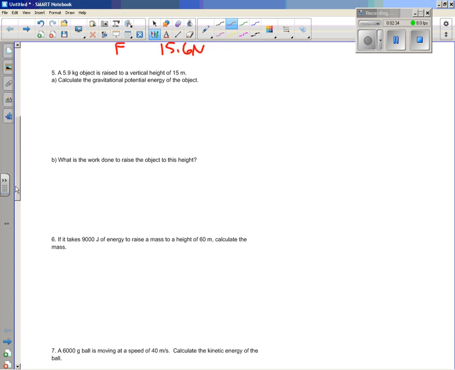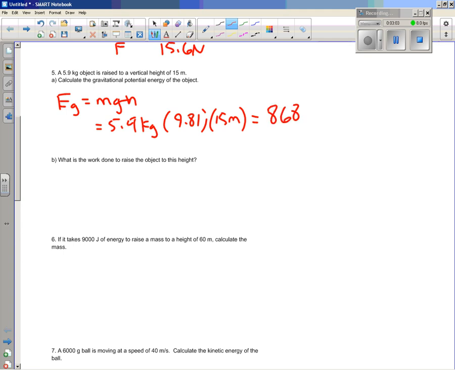A 5.9 kilogram object is raised to a vertical height of 15 meters. Calculate the gravitational potential energy. Gravitational potential energy is Eg equals mgh. And we just go 5.9 kilograms times g, which is 9.81, times height 15 meters. Simple calculation, 5.9 times 9.81 times 15 equals 868 joules of energy stored in the object that's 15 meters above the ground.